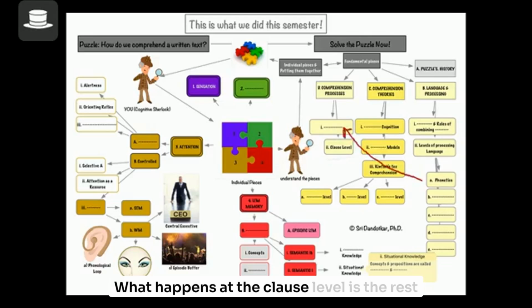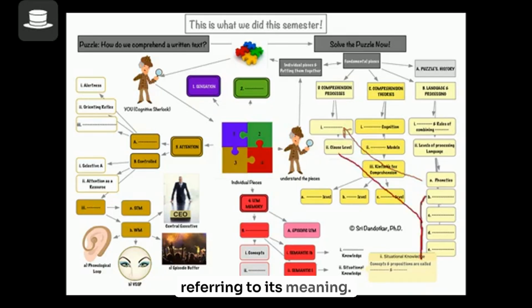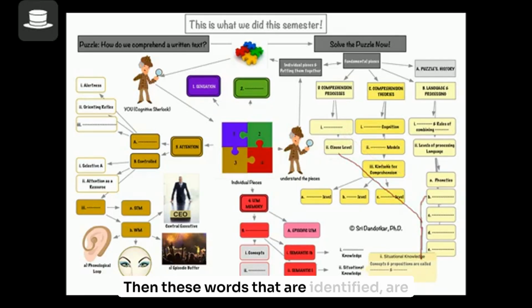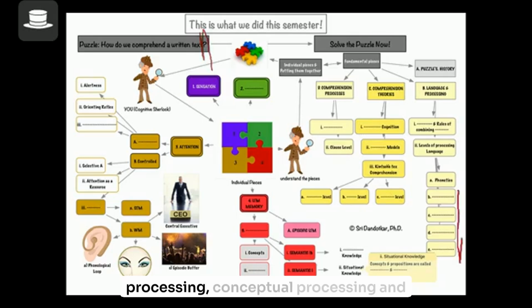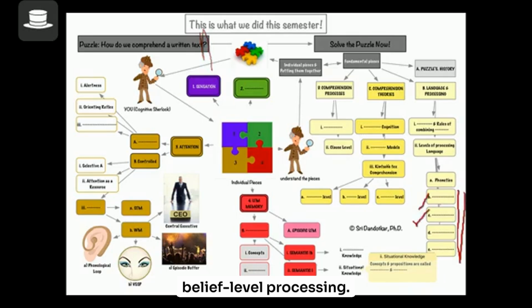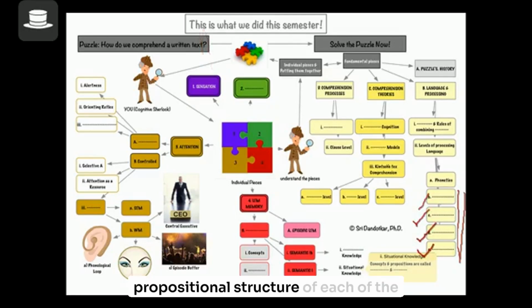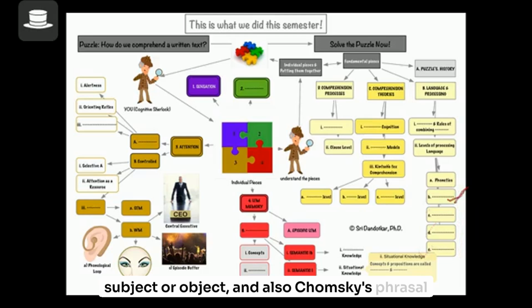What happens at the clause level is the rest of these. In other words, at each word, you identify a word as a word without referring to its meaning. These words that are identified are stored in short-term memory. Once you pass, all these words that are identified go through syntactic processing, lexical semantic processing, conceptual processing, and belief level processing. In other words, you identify the propositional structure: the part of speech each word belongs to, and the syntax, whether it's a subject, verb, object, and also Chomsky's phrasal structure.